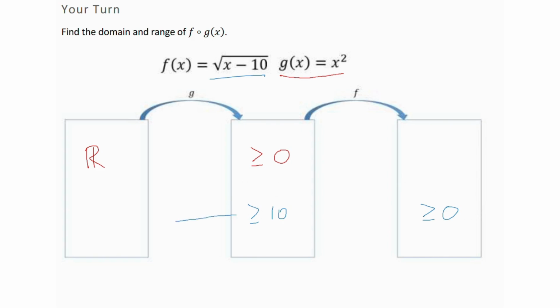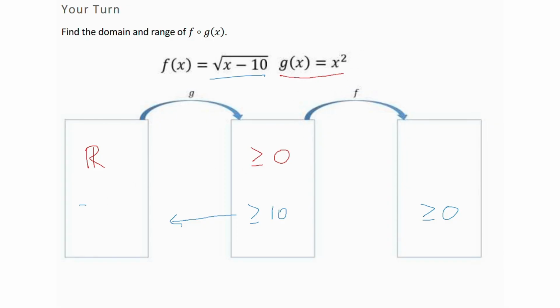But that means we need to think backwards from here. How does that impact what the domain of the g part of the composite function would be? So if it was all real numbers, we could get anything bigger than or equal to 0, but we're saying that the output has to be bigger than or equal to 10. So we need x squared to be bigger than or equal to 10.